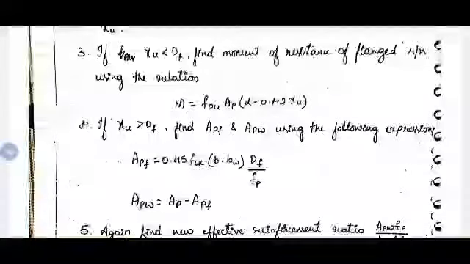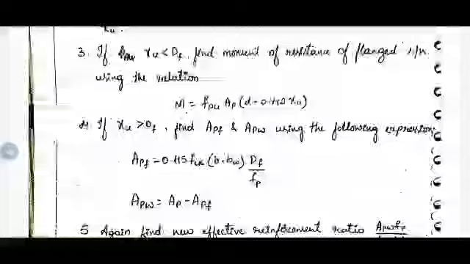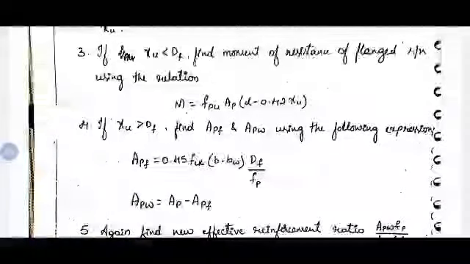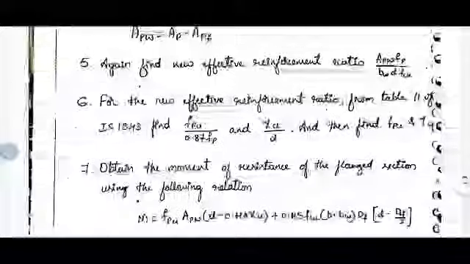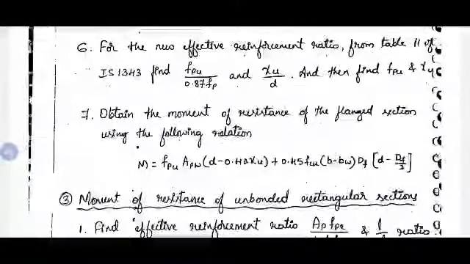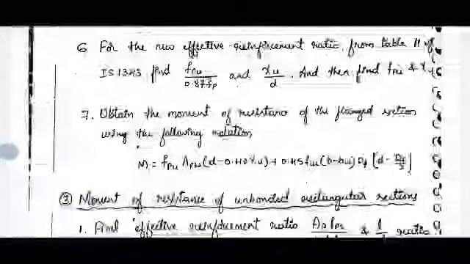First we need to find out the area of steel in flange, by using the formula 0.45 FCK into (B minus BW) into DF by FP. After that, you need to find out the area of steel in web portion. Then again we need to find out for the web portion the new effective reinforcement ratio. Again for the new effective reinforcement ratio we need to find out FPU and XU. Then we need to find out moment of resistance using the formula. These formulas are available in the code book.